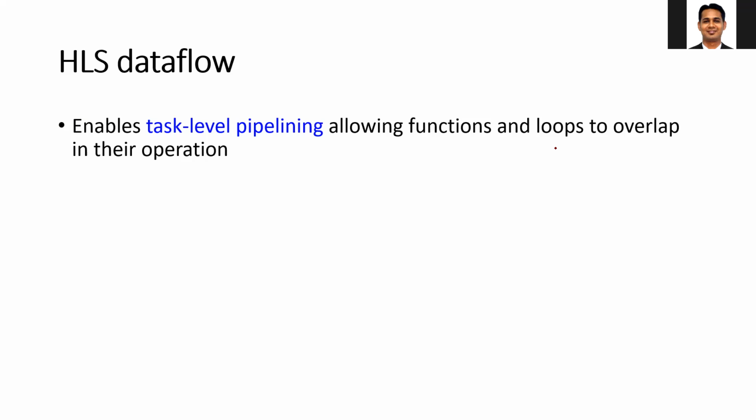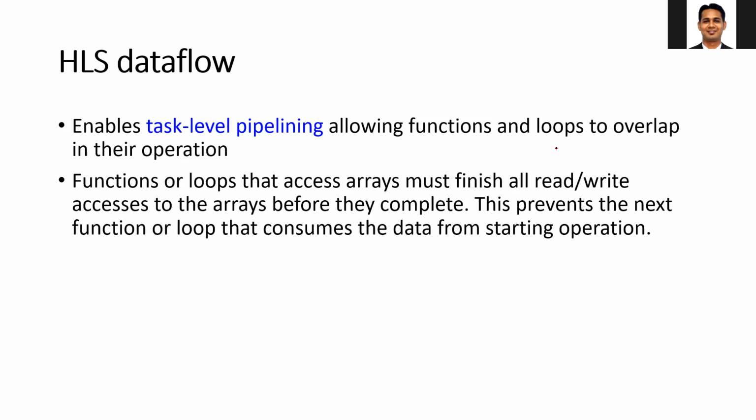Now, the HLS dataflow pragma enables task-level pipelining, allowing the functions and the loops to overlap in their operation. So if the top function has, say, three functions A, B, C, and you don't use the dataflow pragma, then A will be executed, then B, and then C. By using the dataflow pragma, it is possible to initiate the execution of B before the completion of A. Similarly, it is possible to initiate the execution of C before completing the execution of B. So this is called task-level pipelining.